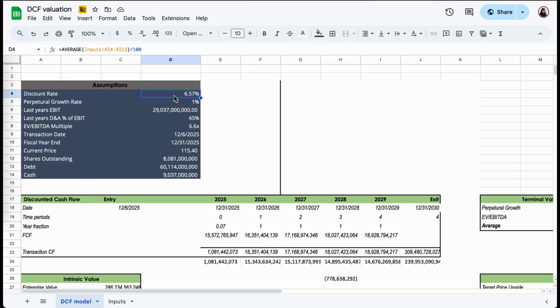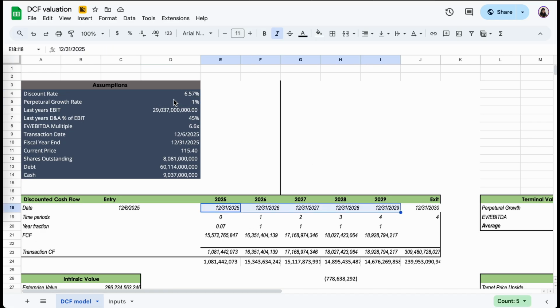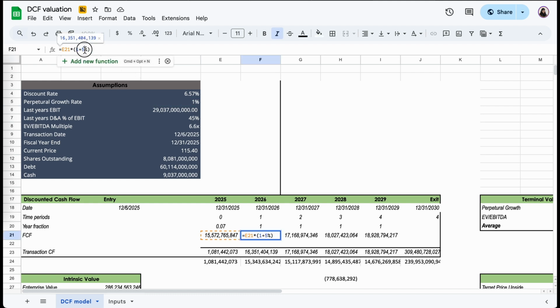Well, the discount rate, it's a WACC. We already talked about weighted average cost of capital. Perpetual growth rate, since I'm forecasting for 5 years in advance, perpetual growth rate tells you what you think the free cash flow growth will be after 5 years. So I think the company will be growing free cash flow 5% every year, and after 5 years it will be growing it by 1%. So I'm implying very conservative assumptions. Last year EBITDA is earnings before interest and tax. You can take it from financial statement. Put the transaction date, current share price. You can put the shares outstanding again from the balance sheet.